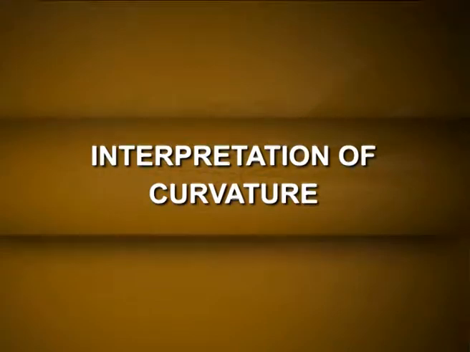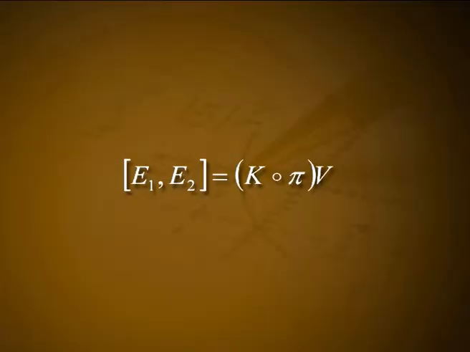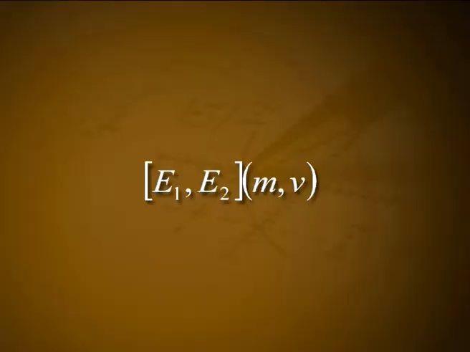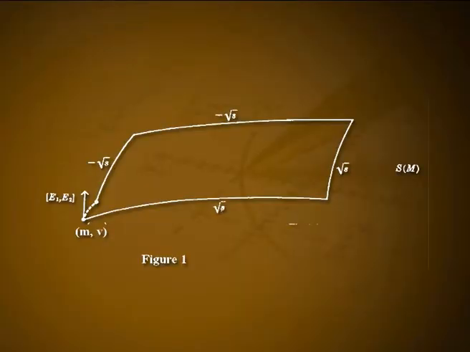Interpretation of curvature. We now show that the curvature k of M measures the amount of rotation obtained in parallel translating vectors around small closed curves in M. The intuitive reason is this. On Sm, we have the vector fields E1, E2 and V, and we know that for the Riemannian connection, box E1, E2 is equal to k composite pi V. But box E1, E2 of MV is just the tangent vector to the curve through MV obtained by following the integral curves of E1 and E2 forward and then backward through parameter distances of root S. We can see this in figure 1.